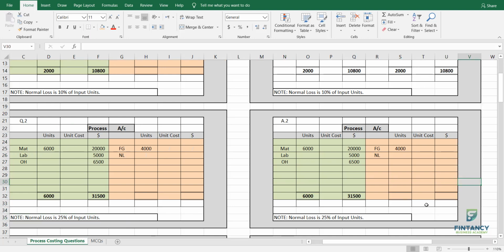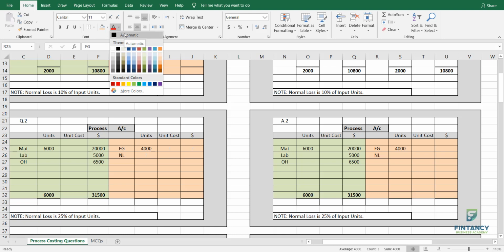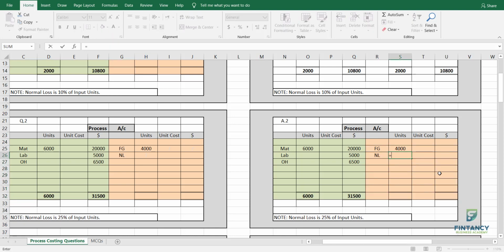So what I will do is I will come here in the answer. I said, okay, normal loss is 25%, so it is equal to 0.25. Right, everyone? 25% means 0.25. Multiply by 6,000. See, always remember, when they say 25% of input, you will multiply with the input, not the output.